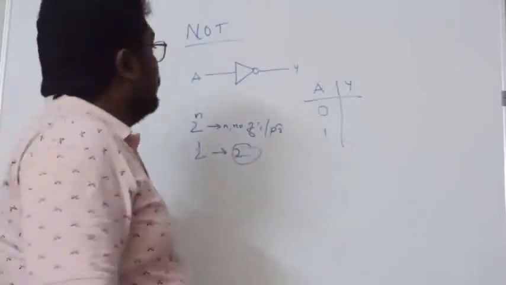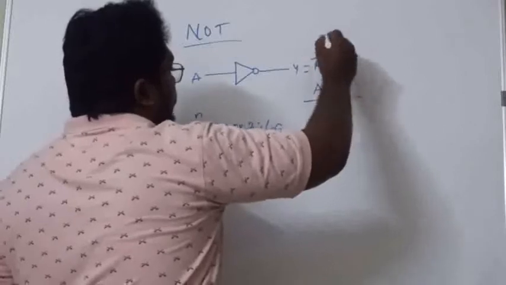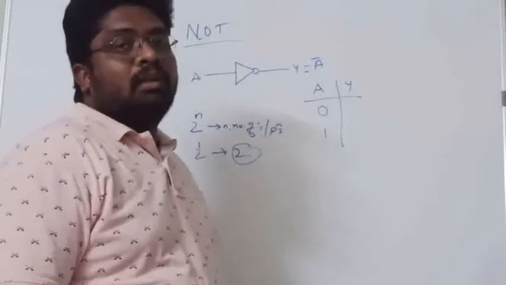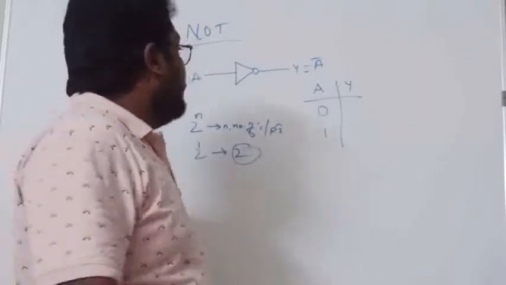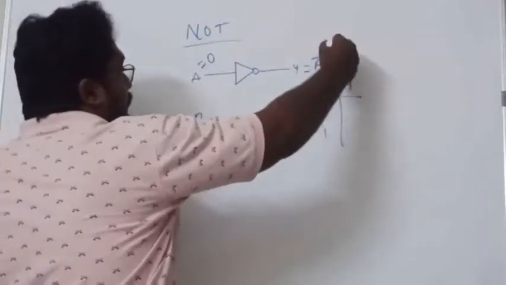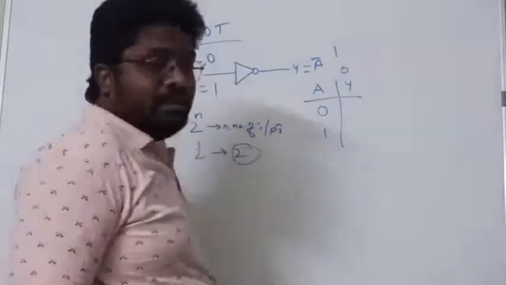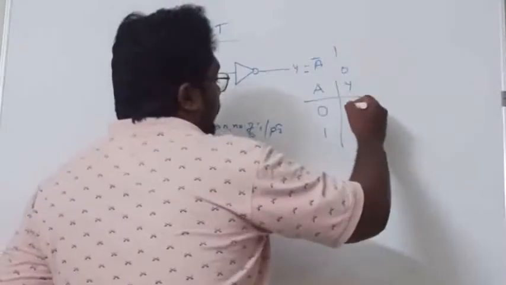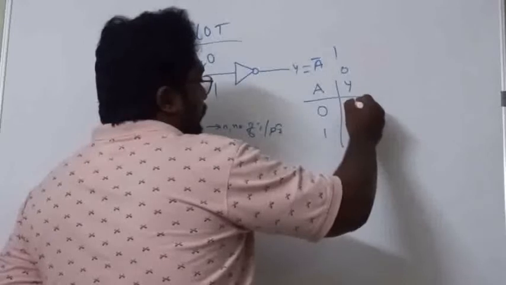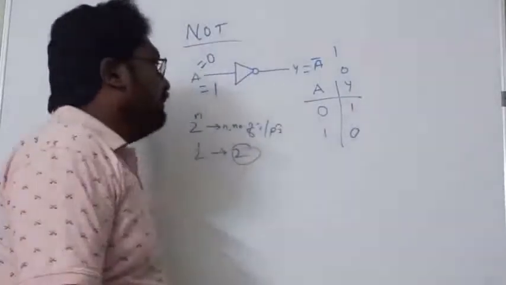For a NOT gate, the output we get is the A complement. If we give the input as A, then we get the output A complement. So if I take A equals 0, the output is 1, and if I take A equals 1, the output is 0. We represent this in the truth table: if A is 0, then the output Y becomes 1, and if A is 1, then the output becomes 0.